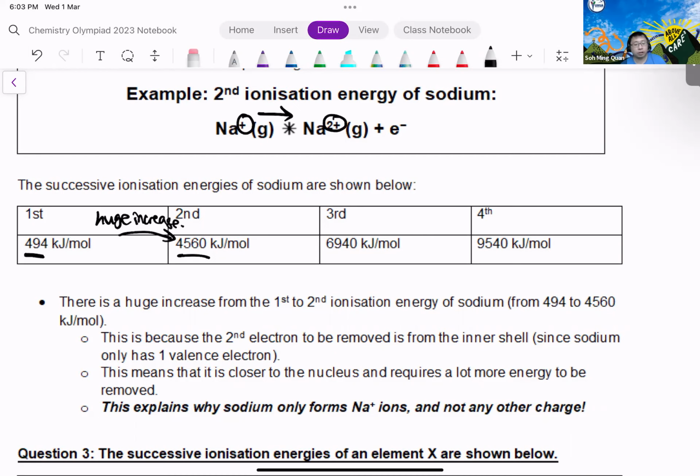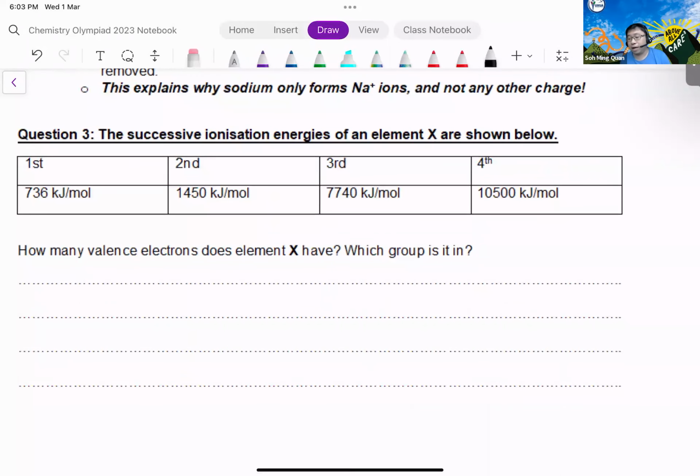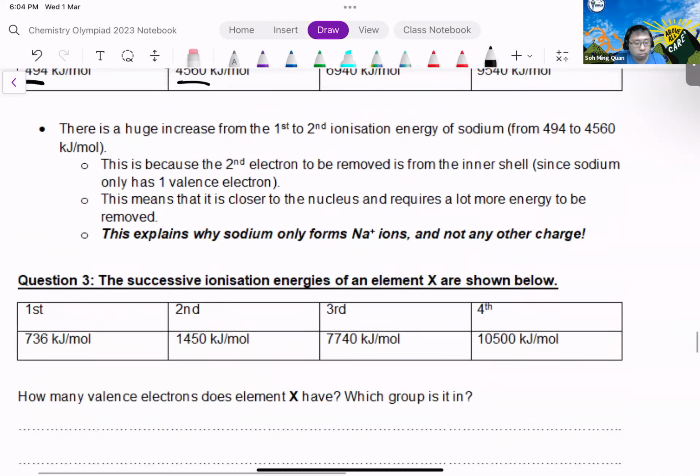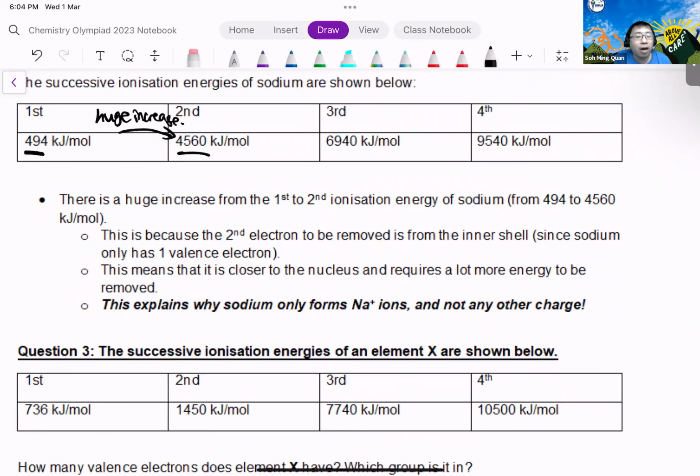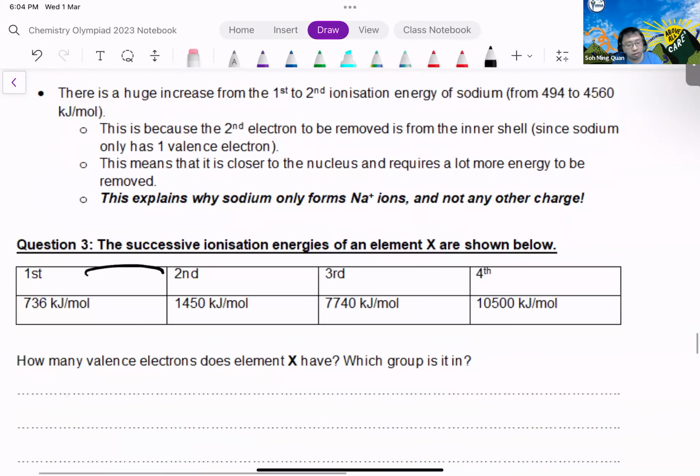All right. So I think we will end off with question 3 today, but just let me quickly go on to ionic bonding after this, which will take about 5 minutes. But let's look at question 3 first. I've shown you the first ionization energy, the second, the third, and the fourth. So now I want you to work out how many valence electrons element X actually has. Just now we looked for the huge increase. I want you to work out where the huge increase is, from which to which.